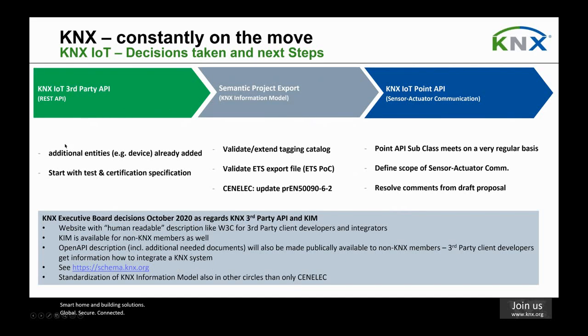So what work do we still want to do in the next months? For the third-party API, we have already created the necessary entities for devices, so to connect to entities directly related to devices. But we still need to start the test and certification specification. This is the next step to be done, because we want to also offer, as KNX, manufacturers the possibility to test and certify their devices.